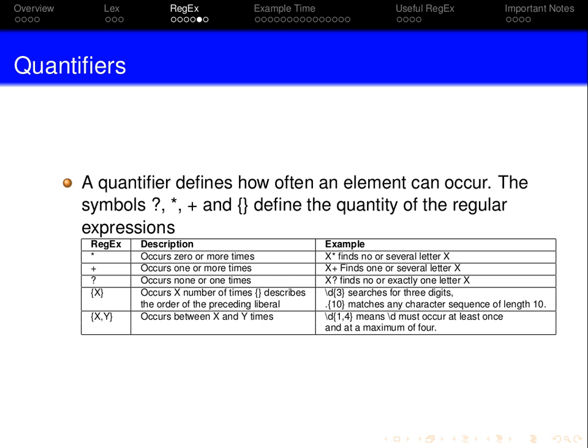If you use curly brackets, you can put in a number, which specifies the number of times that the character must exist. So backslash d, for digit, with 3 searches for 3 digits. Dot with 10 searches for any character sequence of length 10. It has to be exactly that number. You can also specify a range by putting a comma and the end of the range. So backslash d with 1, comma 4 in curly brackets means you must have a digit at least once and a maximum of 4 times.